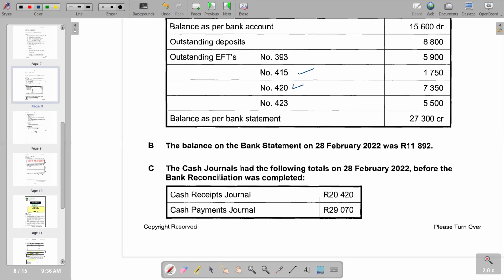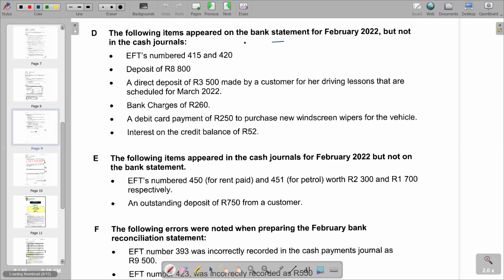Remember, when we included them at the end of the last period, we were saying they are outstanding. So it's a matter of checking during the current period whether they are now appearing. If they are now appearing on the bank statement, we are not going to make any adjustments in the journals, because when they were stated as outstanding at the end of last month, they were already reflecting in the journal. So at this stage, we are not going to make any adjustment. We can just leave it and then go to the next transaction that we are given, which is saying a deposit of 8,800 is now appearing.